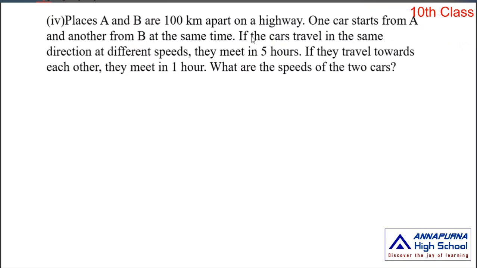Here the next question is: Places A and B are 100 kilometers apart on a highway. One car starts from A and another from B at the same time. If the cars travel in the same direction at different speeds, they meet in 5 hours. If they travel towards each other, they meet in 1 hour. What are the speeds of the two cars?